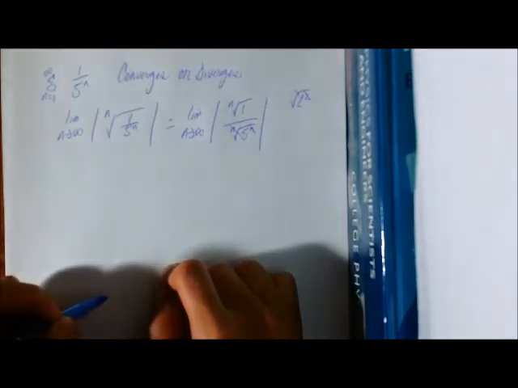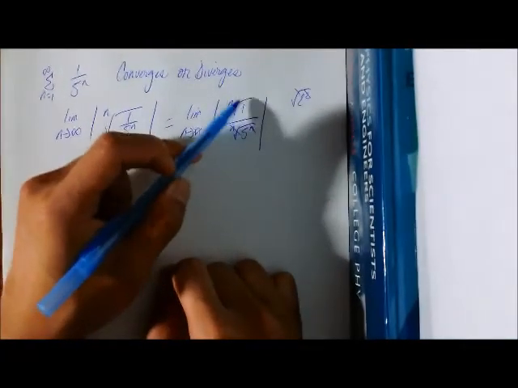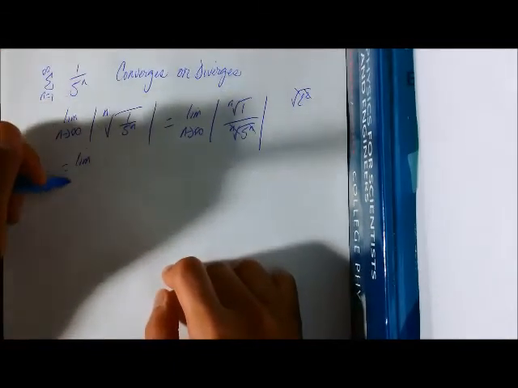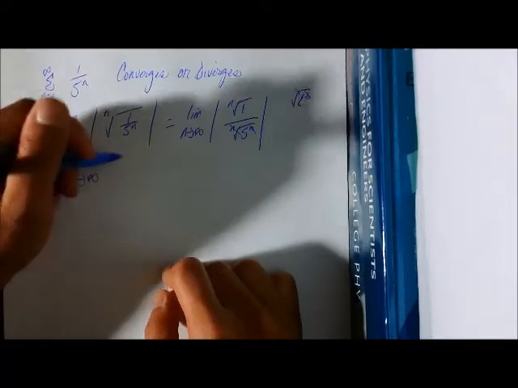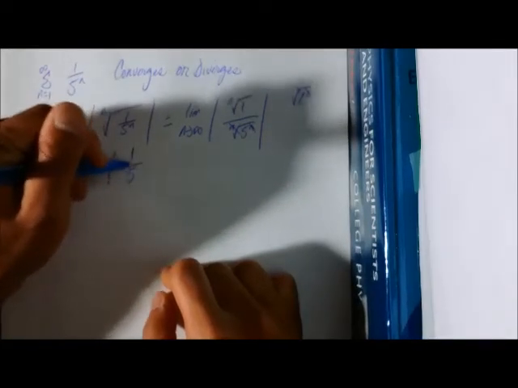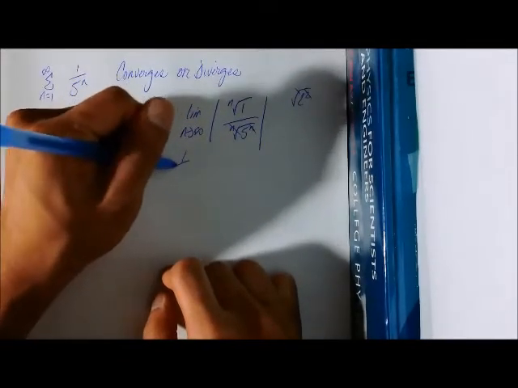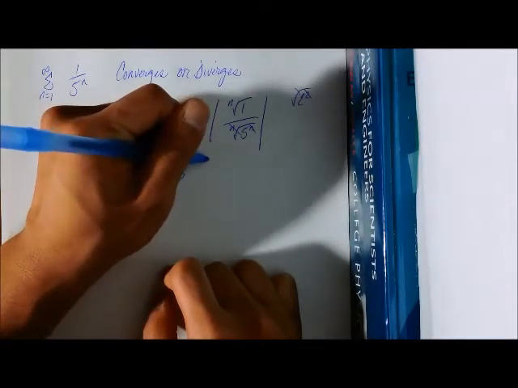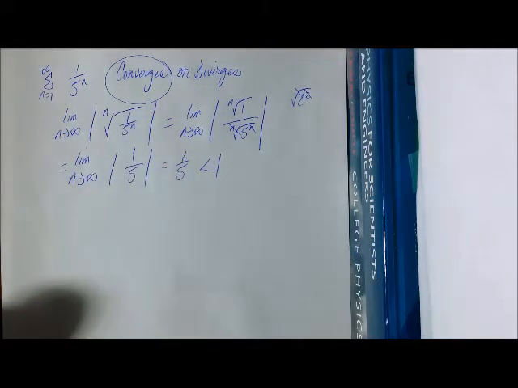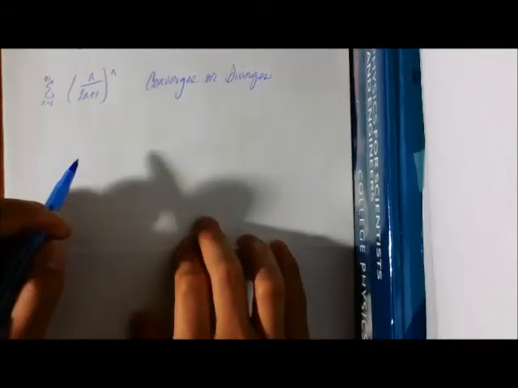For the nth root of 1, it will always be 1 no matter what number you use. Simplifying leaves you with the limit as n goes to infinity of 1/5. Taking the limit of this leaves you with 1/5, which is less than 1, so the series converges.